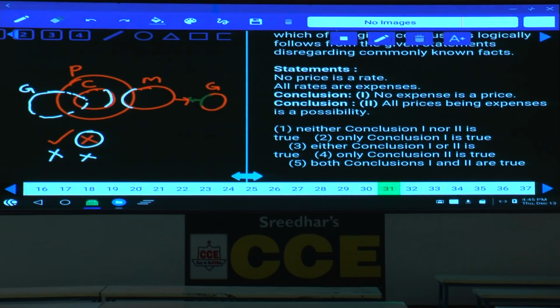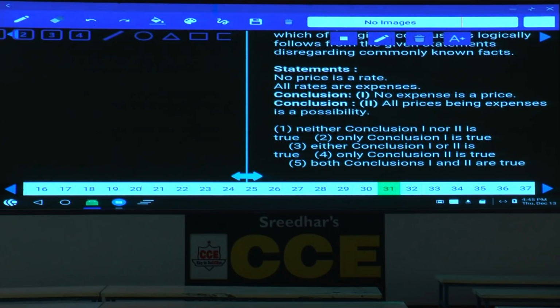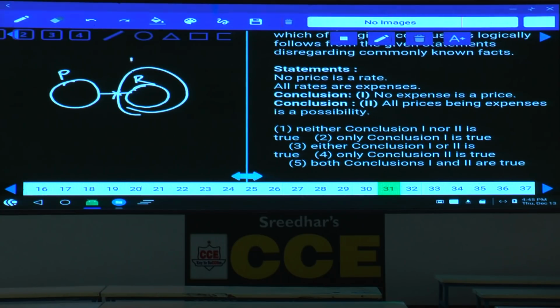Then question number 31, no price is a rate. How to represent this one? This is price and this is rate. No price is a rate. Next one, all rates are expenses. No price is a rate and all rates are expenses. First conclusion, no expense is a price, definitely true.